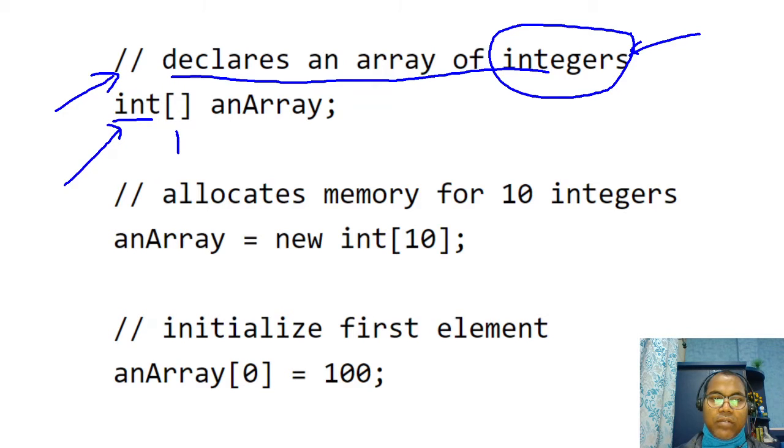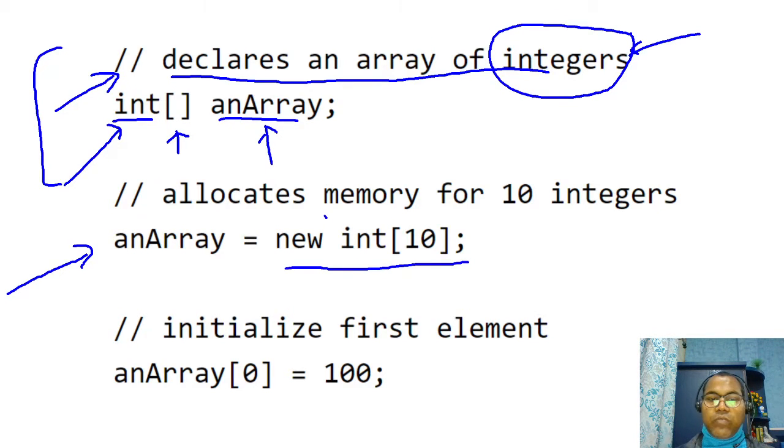This is the curly brace, which indicates that we are going to declare a variable like an array, and this is the variable name. Once you declare the variable, you are going to allocate memory, and specify the size, how many elements you are going to store here.